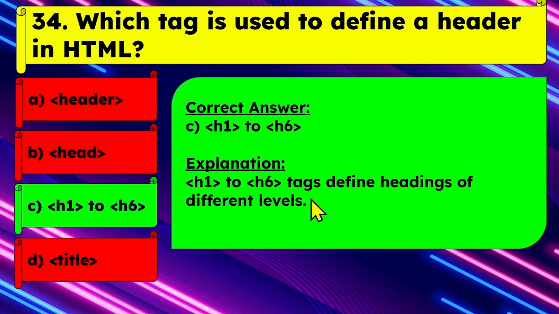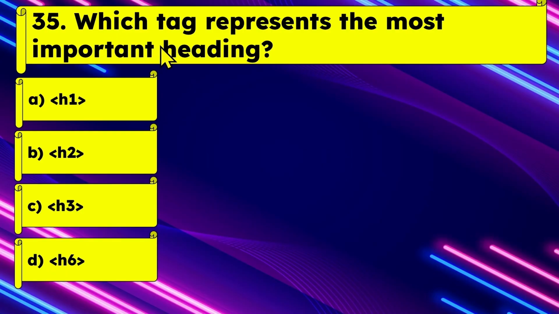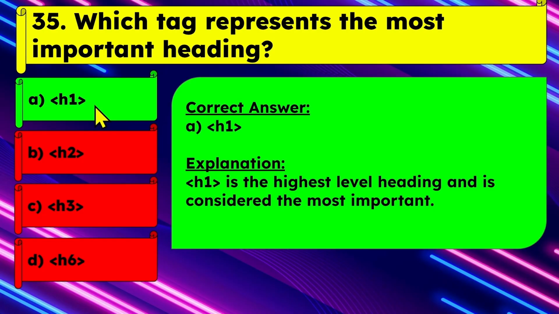So let's jump to our next question. Which tag represents the most important heading? Option A H1 tag, option B H2 tag, option C H3 tag, or option D H6 tag. So here the correct answer will be option A H1 tag. H1 is the highest level heading and is considered as the most important.